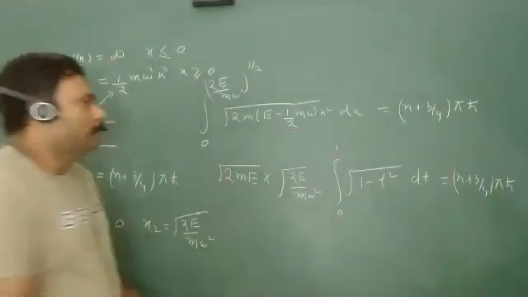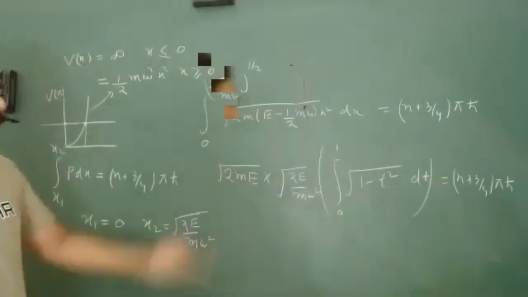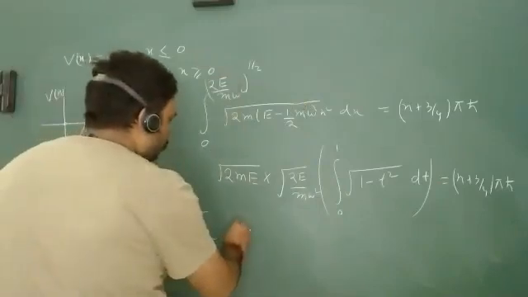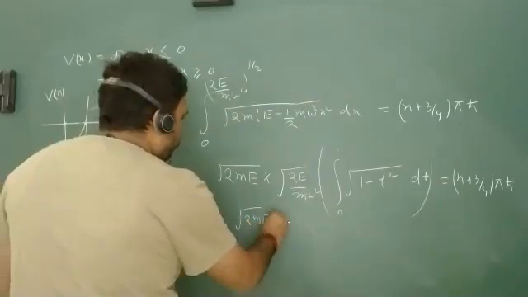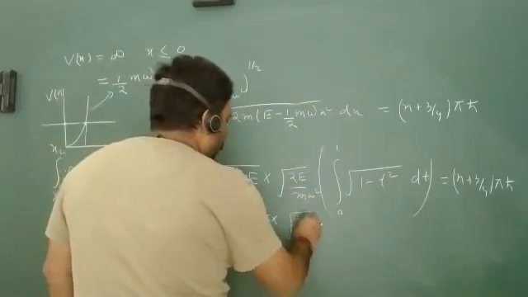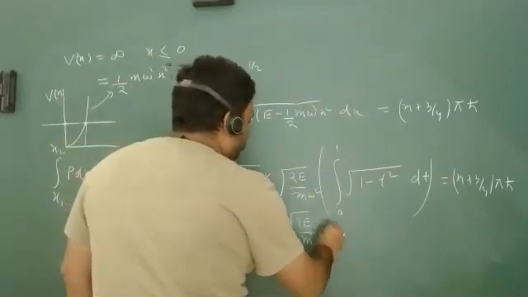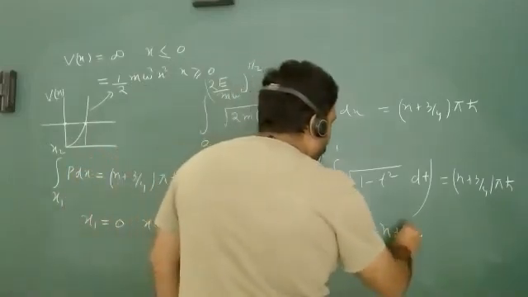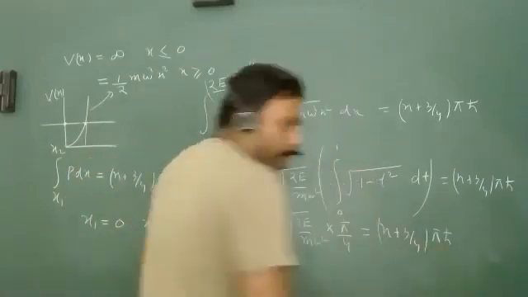So what will be this value now? Again pi by 4. So you can get this value as root under 2mE into root under 2E upon m omega square into pi by 4 is equal to (n plus 3 by 4) pi h cut.